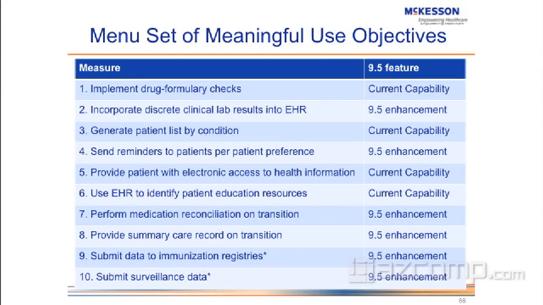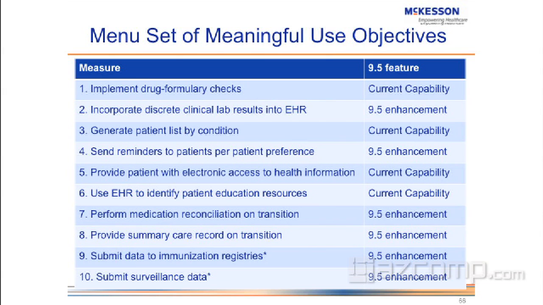Provide summary of care record on transition. That's also a 9.5 enhancement. So that is going to be when you're going to be providing another provider with a summary of what you've done in your office today. And then the last two, 9 and 10, are the ones that you have to pick one of these. So you either have to do submit data to immunization registries or submit surveillance data. So you have to pick one of those. That's why they're starred, because they're important. And those are both 9.5 enhancements.